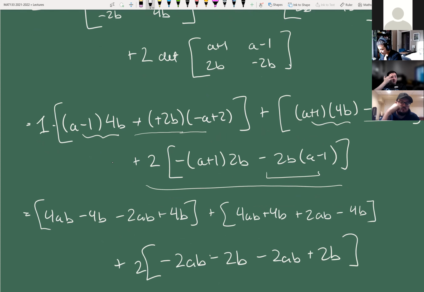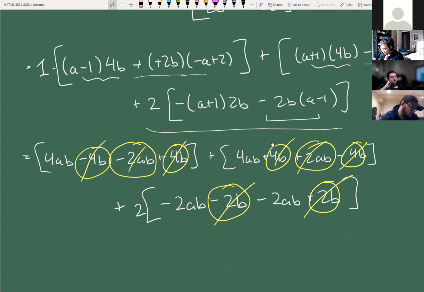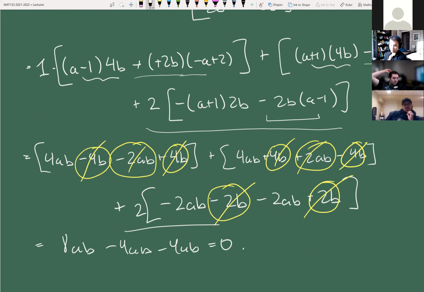Okay, so let's see. So what's going to cancel? So first of all, we've got a 2b here and a positive 2b here. So these two things cancel each other out. We've got a negative 2ab here and a positive 2ab. Those cancel. We've got a negative 4b and a positive 4b. So those should cancel. We've got a 4b and a negative 4b. So those cancel. And then everything else cancels off. Yeah, so it should, right? So we get 8ab, and then here we're going to get minus 4ab, and then another minus 4ab, right? So that's equal to 0.